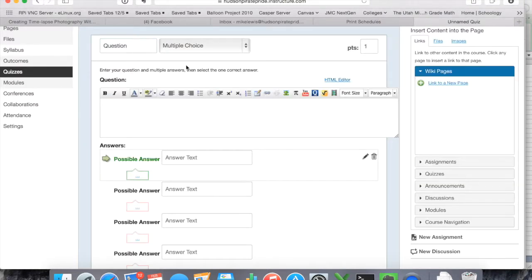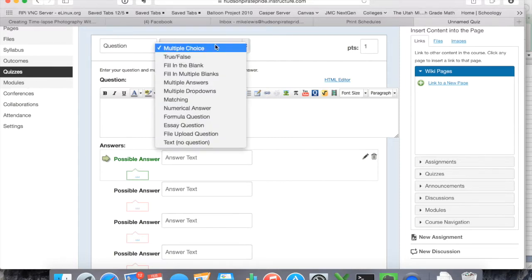The questions in a quiz can be a variety of different types of questions. You could have a multiple choice question, and then the next question might be a true-false, and the next question might be a matching. You can have multiple kinds in the same quiz. For our purposes here, I'm only going to use one kind. I'm going to use what's called the formula question.